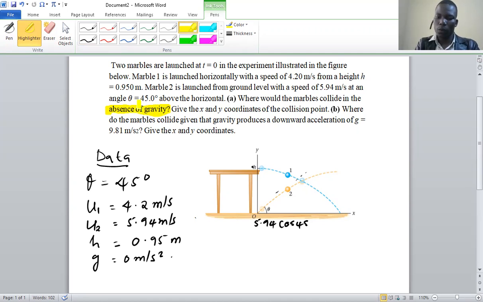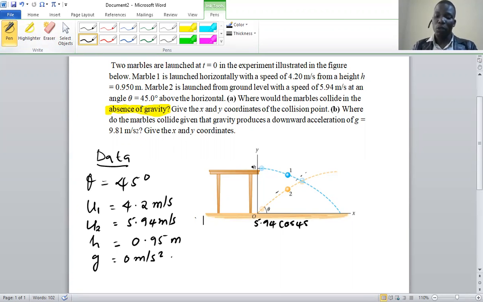Okay, so we're going to start with question A. You need to understand one thing here: for marble 1, in the absence of gravity, meaning there is no gravitational acceleration to pull it down, it is going to continue moving in the horizontal path. Because we know that what brings objects down when they are thrown or released in the air is gravitational acceleration. But in A, we are told to assume gravitational acceleration is not there. So marble 1 is going to continue to move in the horizontal path.